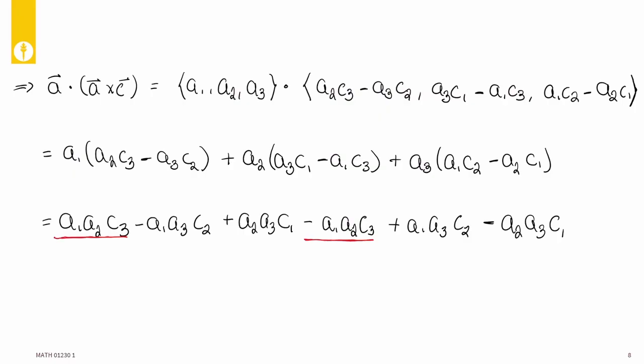A1, A2, C3 minus A1, A2, C3. Negative A1, A3, C2 plus A1, A3, C2. A2, A3, C1 minus A2, A3, C1. That's 0.